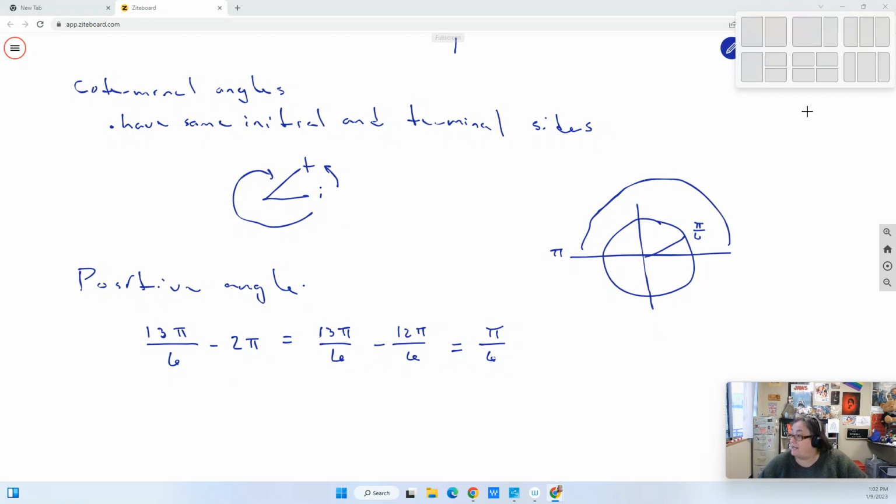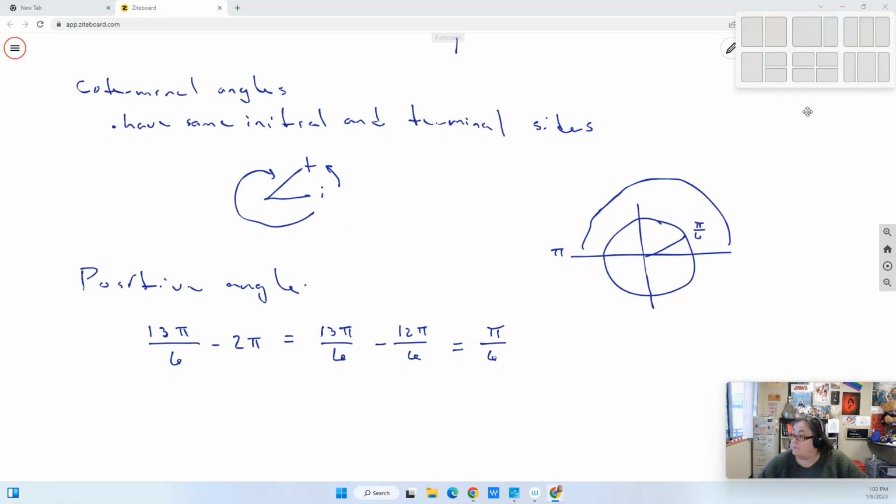So the coterminal angle of 13 pi over 6 is pi over 6. Does that make sense? So 13 pi over 6 is our positive angle, and pi over 6 would be our coterminal angle. Did I explain that well? Did you kind of get that?